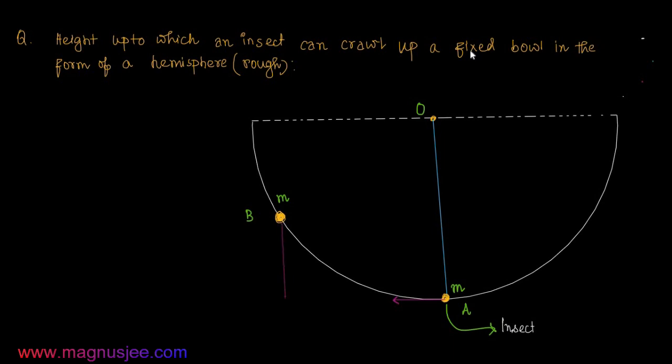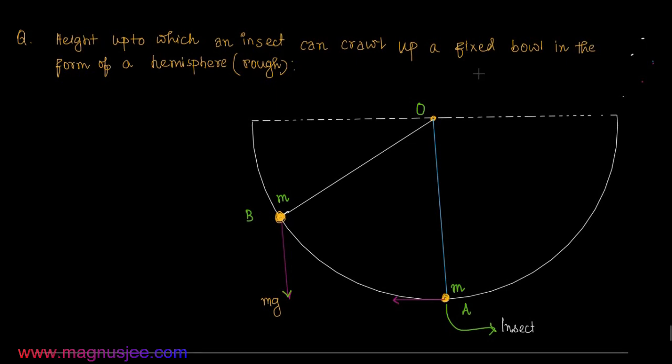Finally, the insect reaches the point B, and at the point B, the weight of the insect, mg, will be acting vertically downwards. We can draw another radius, OB, which is the radius of this hemispherical bowl. Now the weight mg is resolved into two rectangular components.